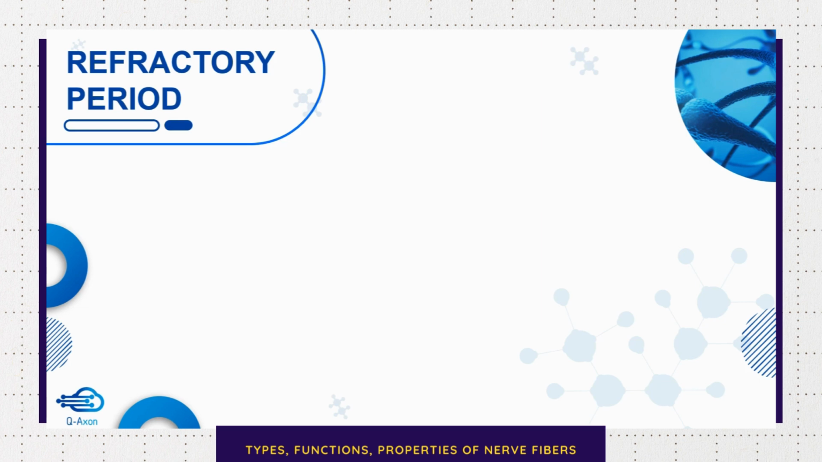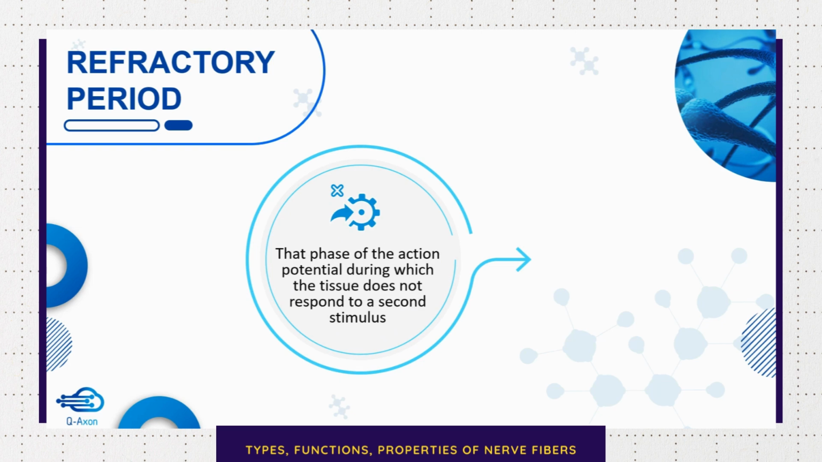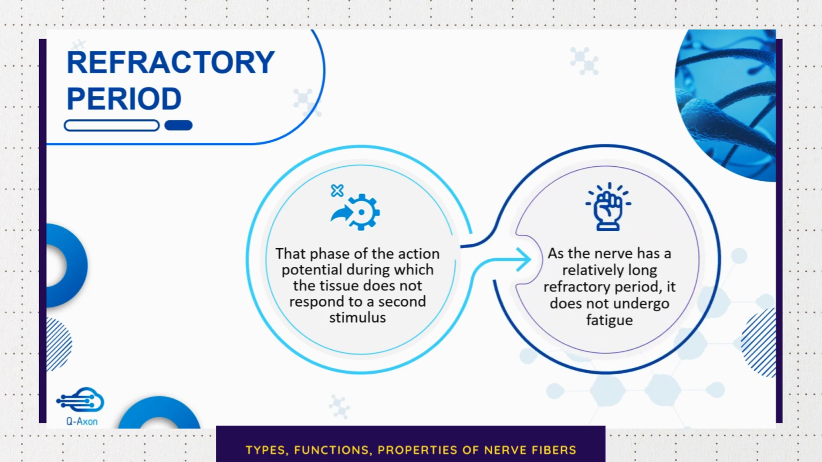What would happen? The nerve would just become tired and its performance will reduce. This should not happen. In order to prevent this, we have something called refractory period. So refractory period is defined as that phase of the action potential during which, no matter what you do, the tissue will not respond to a second stimulus. So this is protective because it prevents fatigue. A nerve usually has a long refractory period, and that makes sure that it does not easily undergo fatigue.